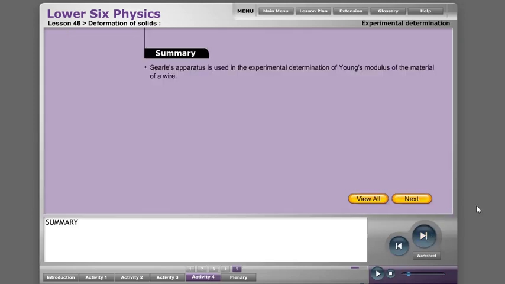Summary. Searle's apparatus is used in the experimental determination of Young's modulus of the material of a wire. Young's modulus equals 1 over the gradient of the extension-force graph times L over A.